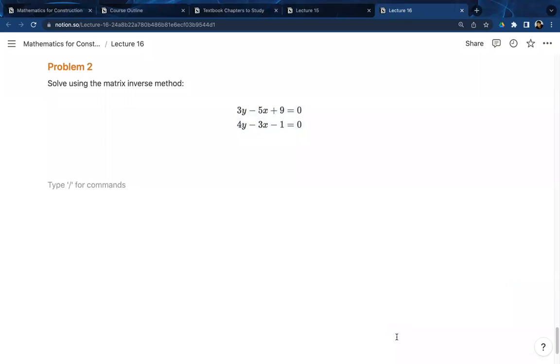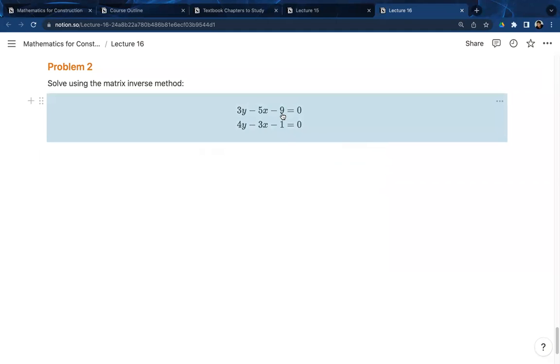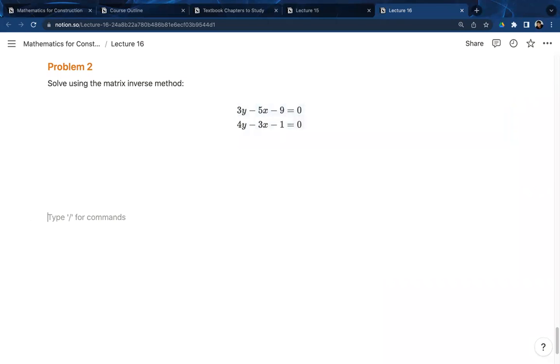So that's the problem there. I give you two equations, 3y minus 5x plus 9 equals 0, and 4y minus 3x minus 1 equals 0. Solve this using the matrix inverse method. I think this is supposed to be minus 9. Minus 9 equals 0, right? So it's minus 9 there. Just a small typo.